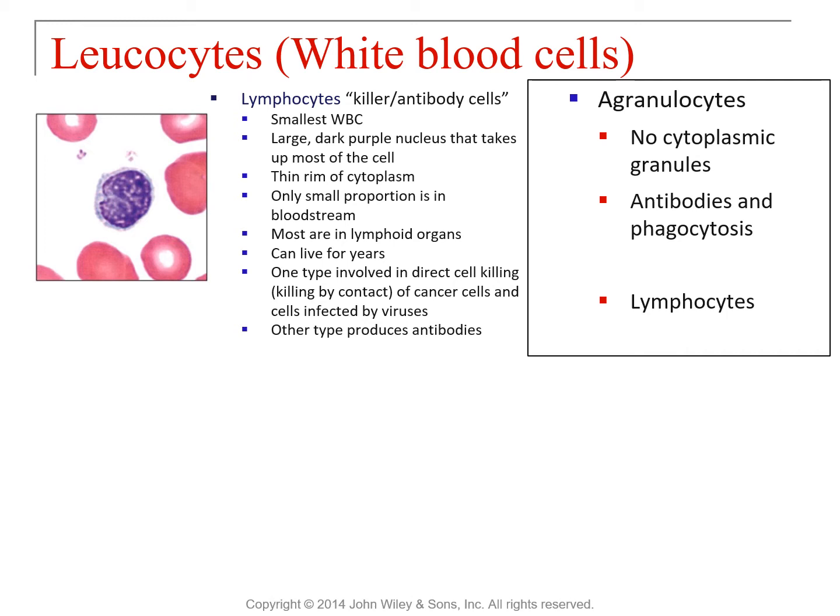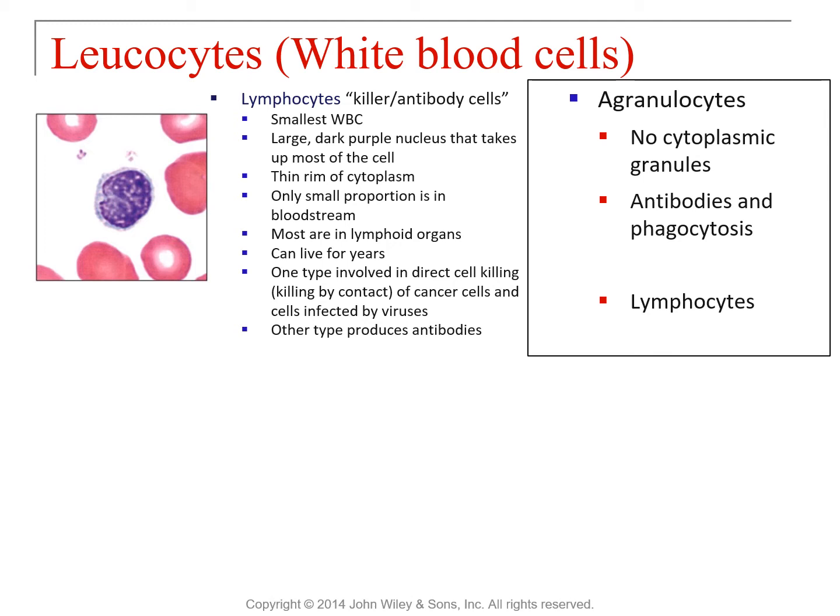They're about the same size as red blood cells. Under the microscope, a lot of the time people can confuse lymphocytes and basophils, but basophils are much larger than a red blood cell, so that's the main difference you can tell. Lymphocytes have a large nucleus that takes up most of the cell, with a really thin rim of cytoplasm around it.